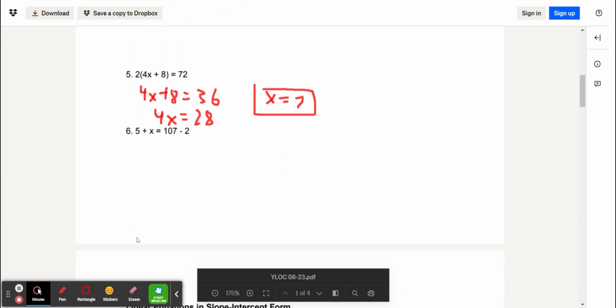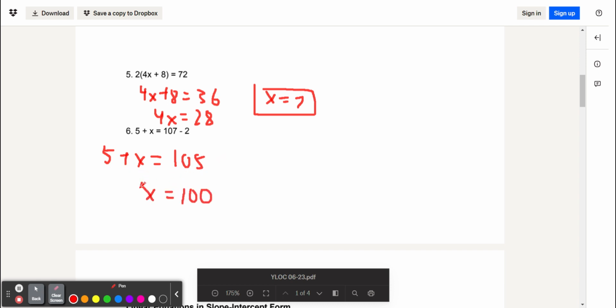And for our last problem, number 6, we have 5 plus x is equal to 107 minus 2. Here we'll first simplify the 107 minus 2, so we get 5 plus x equals 105. Then we'll subtract 5 from both sides to get x equals 100.